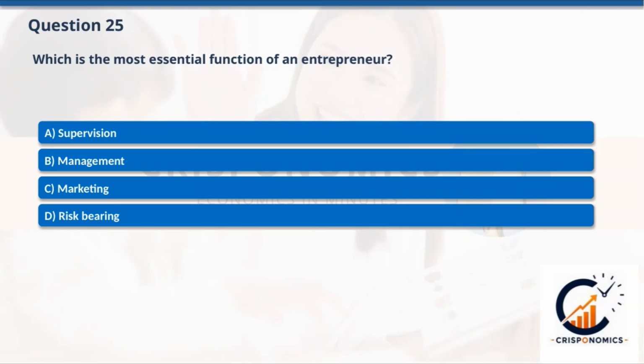Is it supervision, keeping things on track day to day? Or management, organizing resources and people? Maybe marketing, getting the word out and attracting customers? Or risk-bearing, stepping into the unknown, taking chances others won't? Each function matters, but the heart of entrepreneurship often beats strongest in the willingness to bear risk. That's where innovation and opportunity meet.